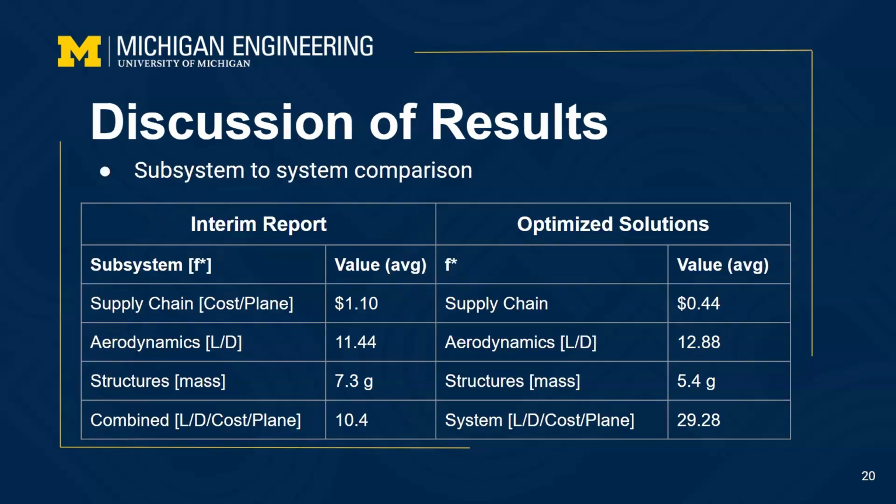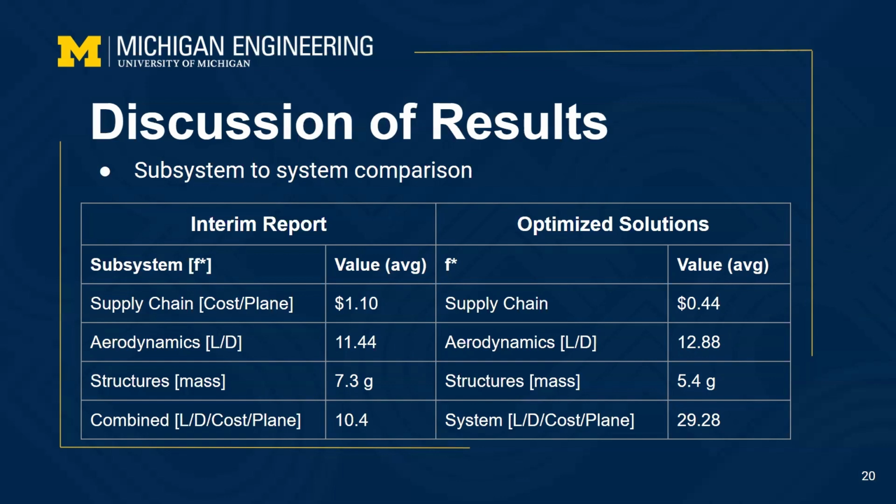Comparing the subsystem values of the interim report to the optimized solutions of the final report, we see that cost went down per aircraft because in the interim report there were assumptions made because there was no coupling about the size of the aircraft. Since the aircraft is thinner and smaller than predicted at the interim report, the supply chain cost is less. The lift over drag, or the range, went up from the interim report to the final report because mostly the aerodynamics model was improved to take better advantage of span efficiency, which is the nonlinear taper effect that you see on the wing planform.